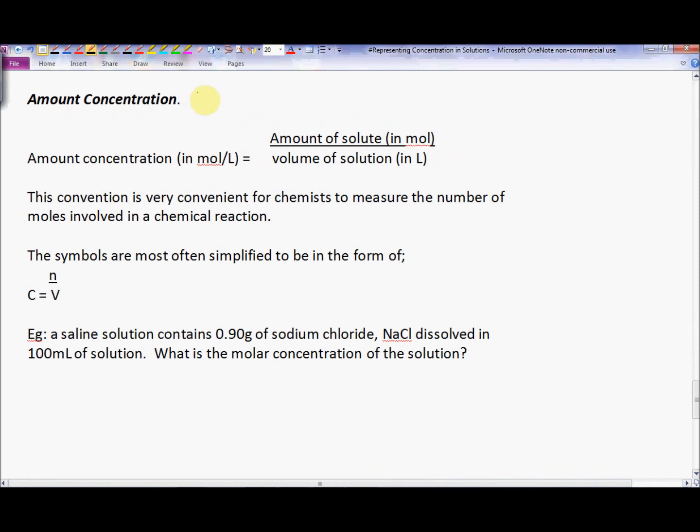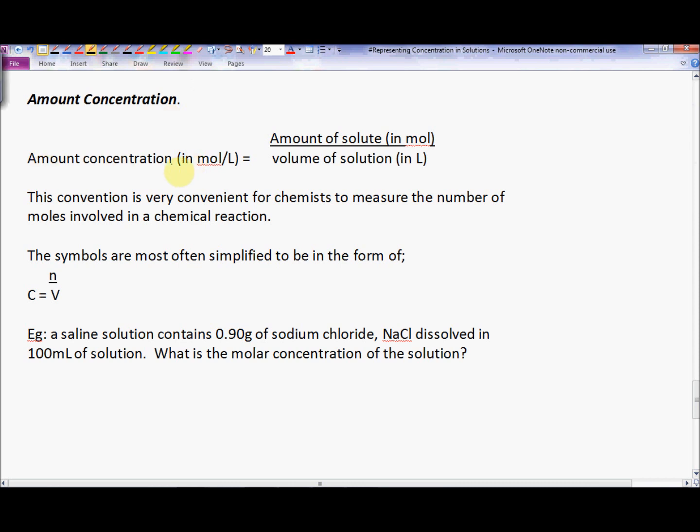Okay, we're now going to talk about the last way of representing concentration, and that's by using what's called the amount concentration. Okay, and we're going to use this way of measuring concentration throughout the remainder of this unit. So this is maybe the most important way of calculating concentration.